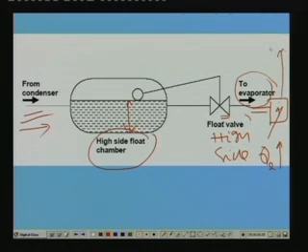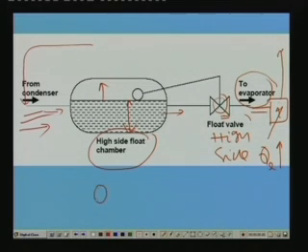Once more refrigerant boils, more refrigerant will condense here, that means more refrigerant will flow into the high side float chamber, that means the level will increase here. When the level increases, this float valve is such that it will open more, okay, that means when the level increases, opening will be wider. When the opening is wider, more liquid will flow through the valve into the evaporator, okay.